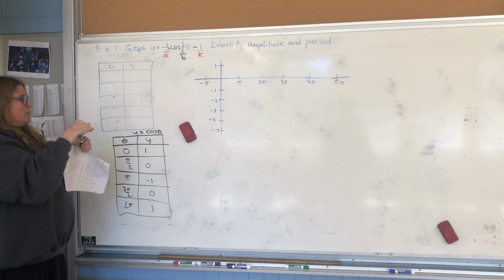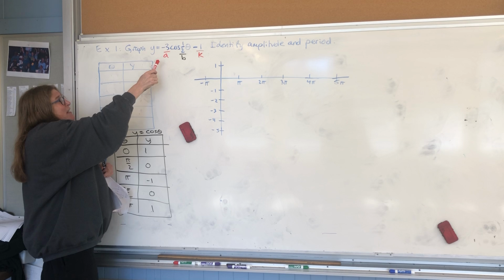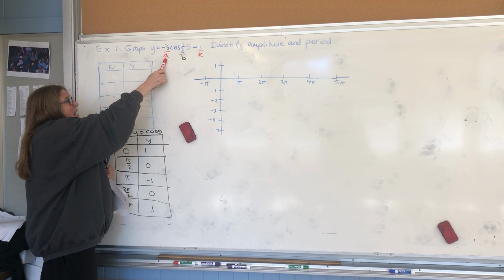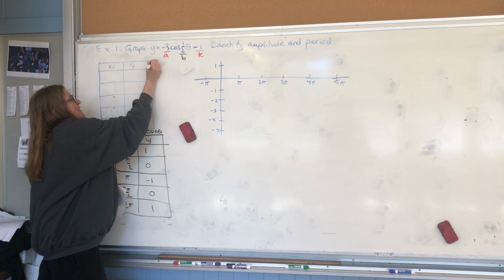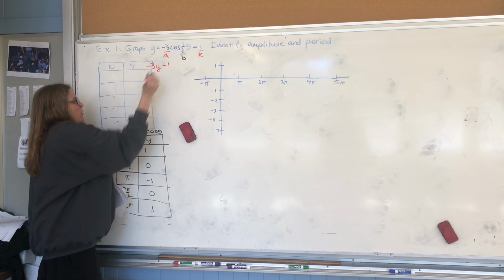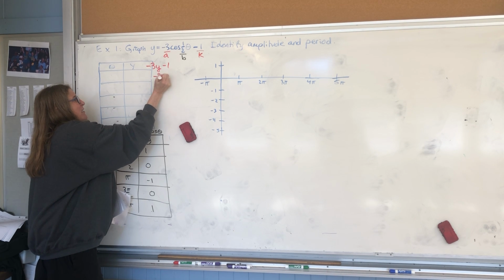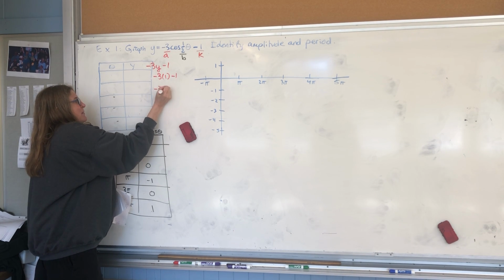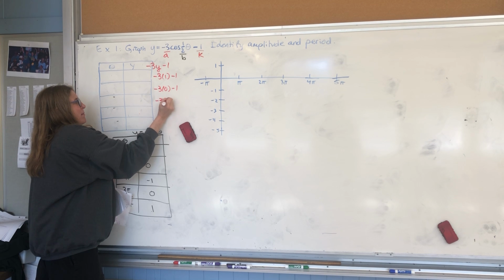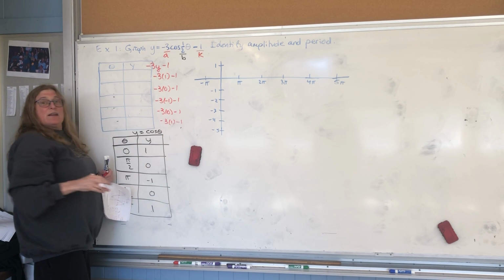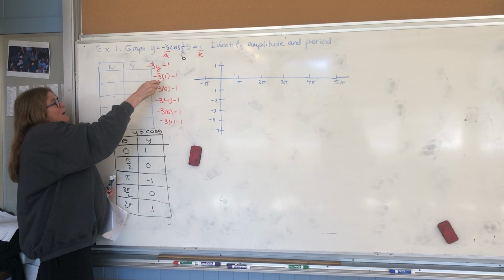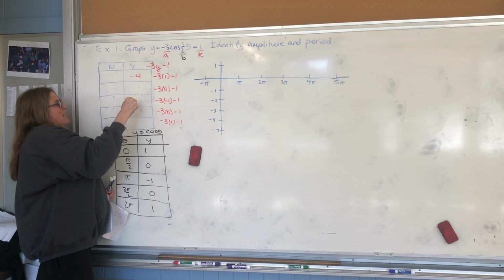So let's do our little transformation rules here. Remember, I'm going to take the parent y's, multiply them by a, and then add k. So my little formula for each of the y's is going to be -3y minus 1. So I'm going to take all of these parents and multiply them times -3, and then subtract 1. So -3 times 1 is -3, minus 1 is negative 4, right? So that's going to happen 3 times here.